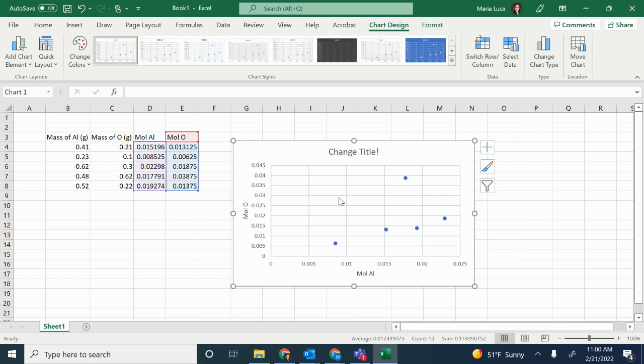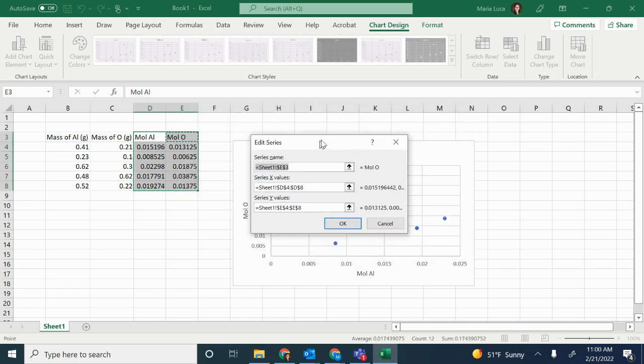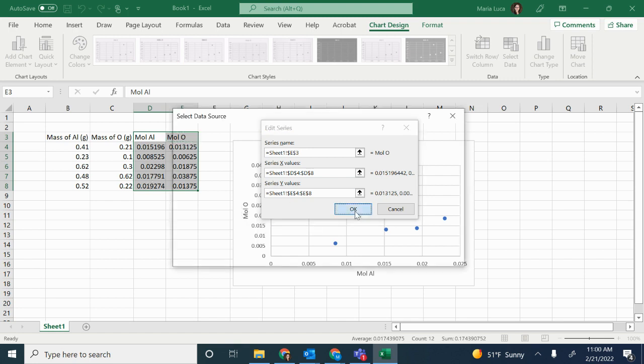Oh, I forgot to show you. If you wanted to double check what is being plotted where, you can do the same sort of thing as before. Under chart design, you can look at select data, and it'll help you a little bit with what's going on where. If I look at the series and then I click edit, it shows me what's being plotted where. Okay, so the X values are the D column. The Y values are the E column. So it makes sense. I've got moles oxygen on the Y-axis, moles aluminum on the X.